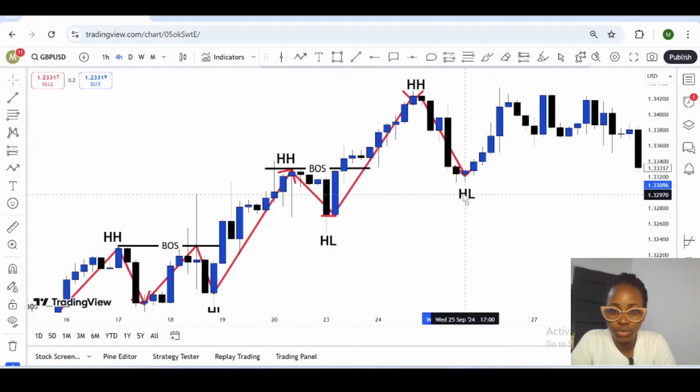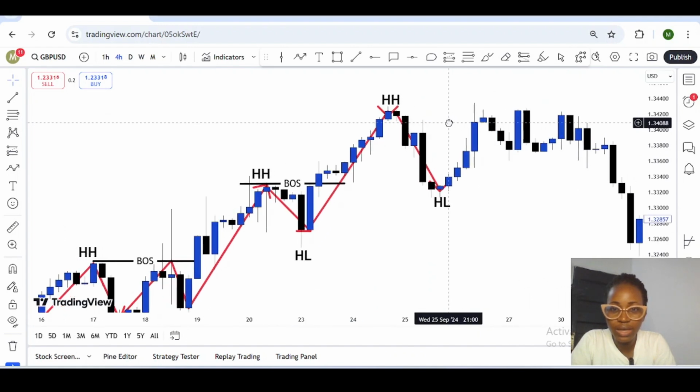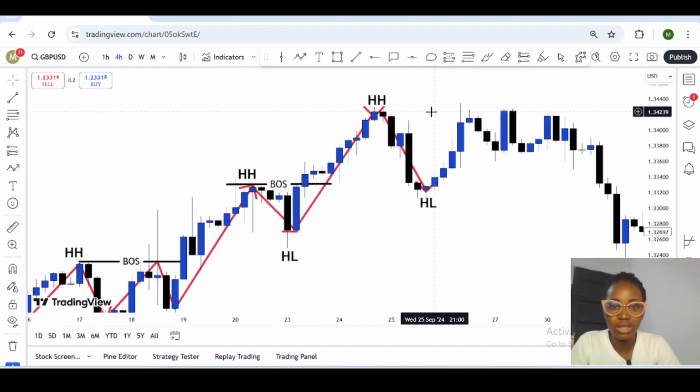So I'm going to bring this one here. This is now a recent higher low here. So after a higher low, we're expecting a higher high. The rule says each time price breaks a higher high, we have a break of structure. When price breaks a higher low, we have a change of character.